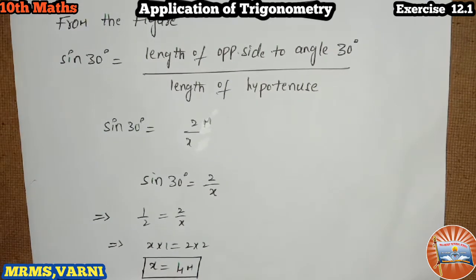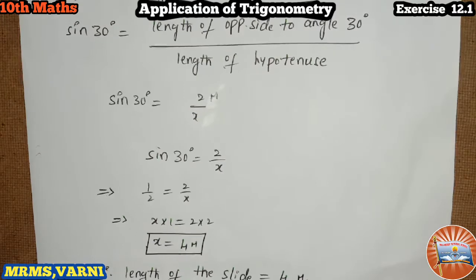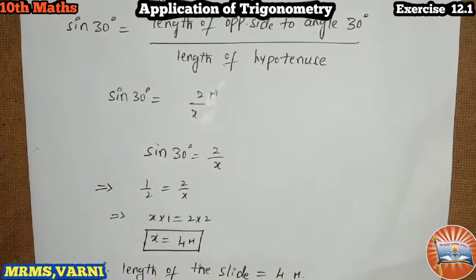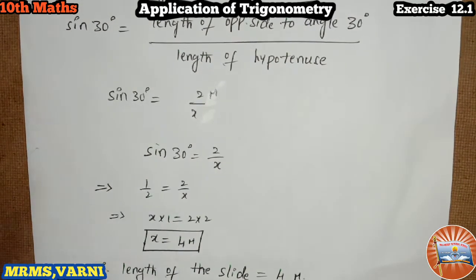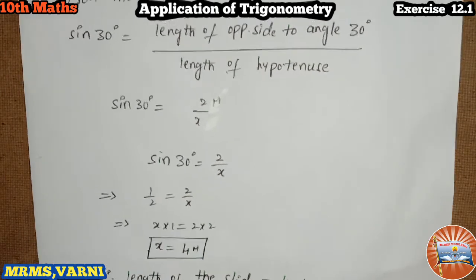Is it clear? Write down here: therefore, the length of the slide is equal to 4 meters. Is it clear? I hope you understand this problem.